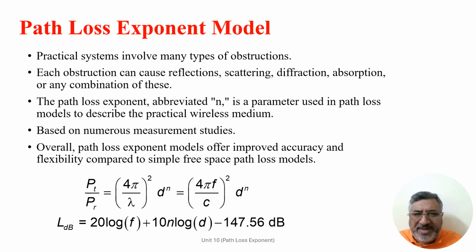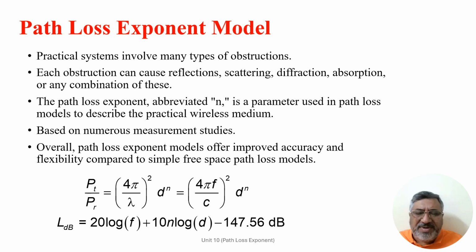Practical systems encompass various forms of obstruction, and each obstruction can result in reflection, scattering, diffraction, absorption, or maybe a combination of some of these effects. The path loss exponent, commonly represented by the symbol n, is a parameter utilized in path loss models to describe the characteristic of a real-world wireless channel.